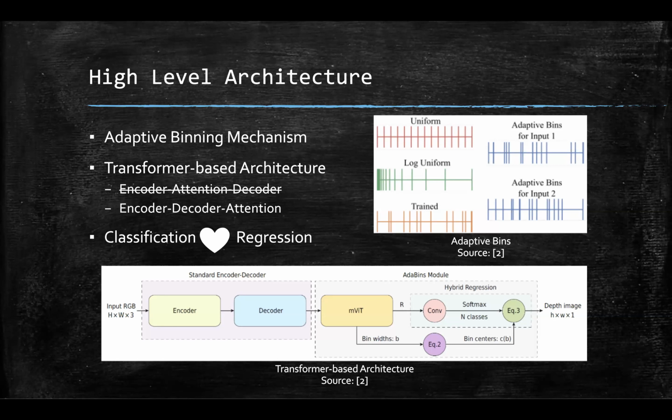Another important thing is that the high-level view of the architecture is encoder, decoder, and then attention mechanism, rather than encoder, attention, decoder. Why? Well, because the authors noticed that the attention achieves better results when applied to a spatially higher resolution tensor. So here, in the encoder-decoder architecture, this is a bottleneck.